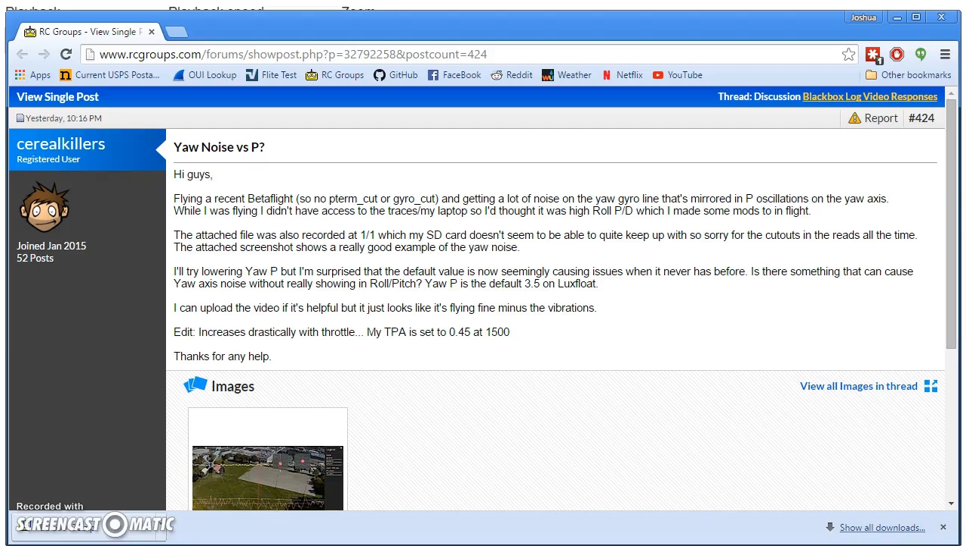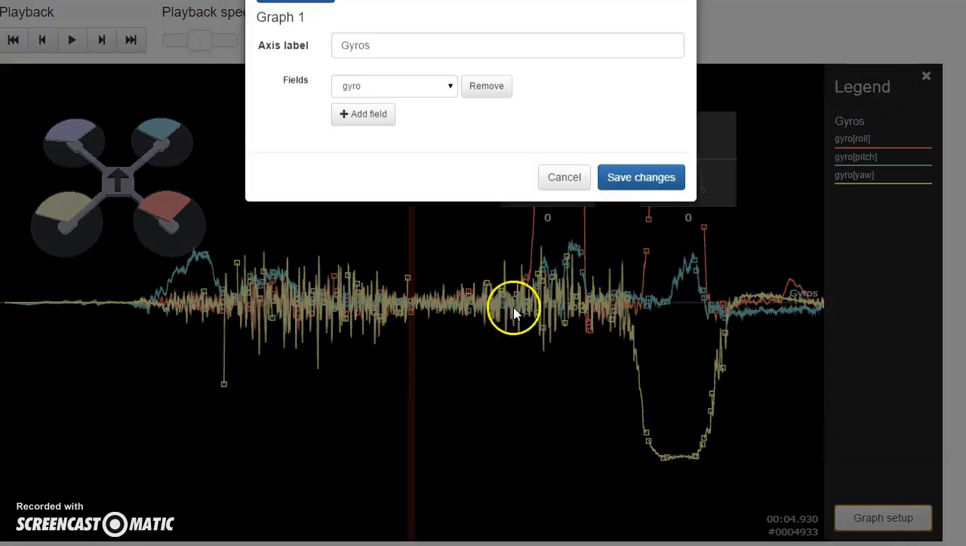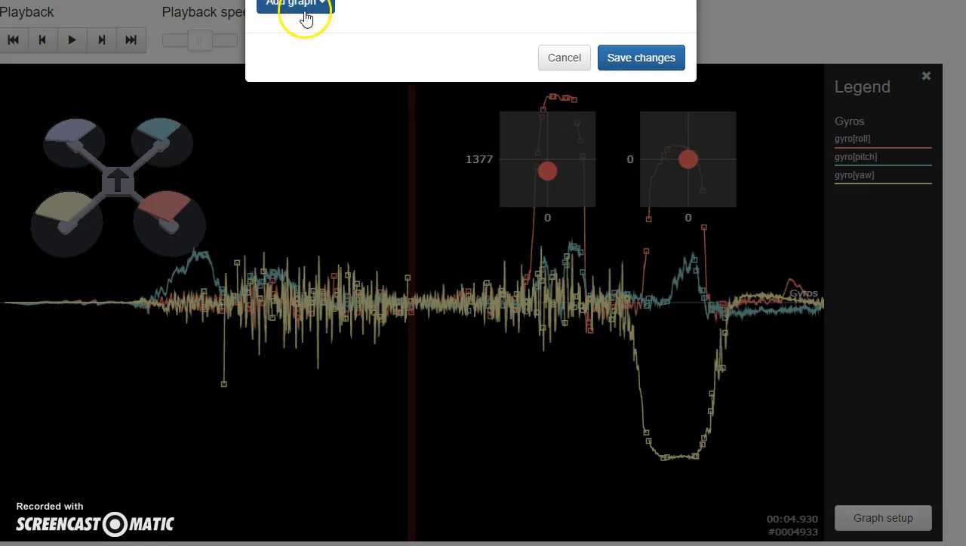Got a log here from Serial Killers who is asking about excessive yaw noise. Let's have a look at your log. And we can see right here that the yaw gyro is in fact pretty noisy, much noisier than the pitch and roll. If we go in here and we just separate them out.